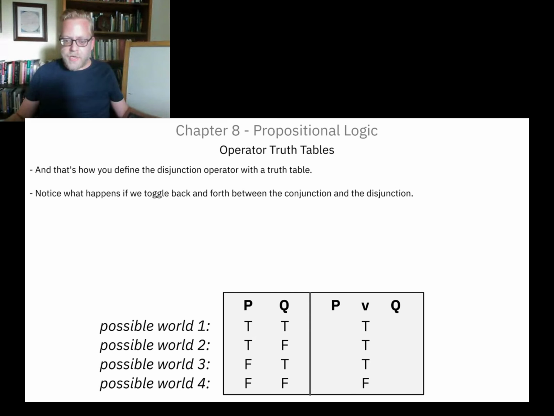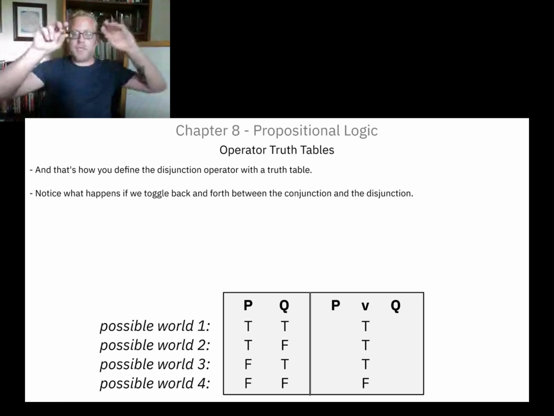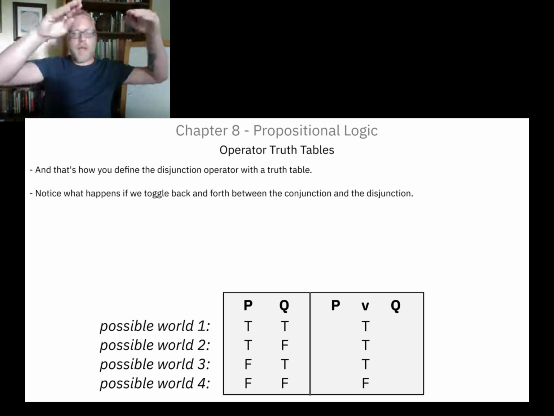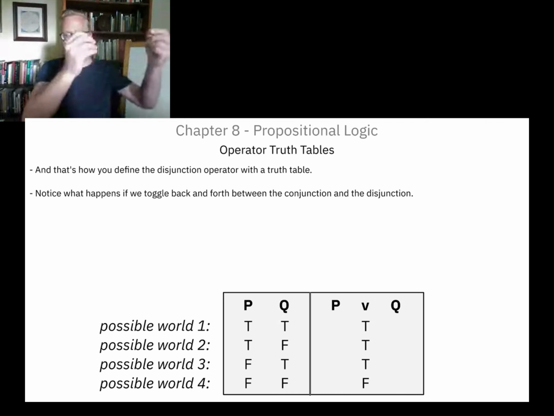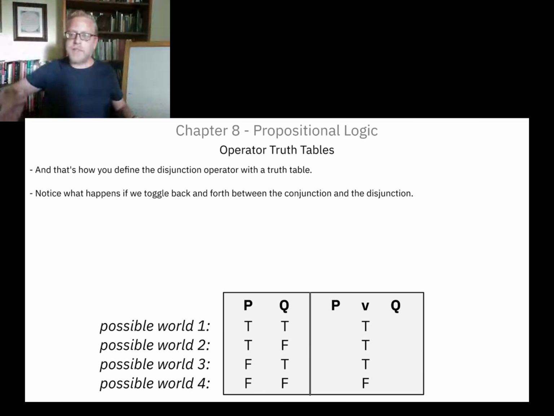And just check, look at what changes and what doesn't change. On the one side where it just says P and Q, we have all the possible worlds mapped out. That doesn't change. Those are just the possibilities for P and Q. They can both be true, they can both be false, they can take turns. But on the other side, underneath that operator, see what changes? When I change it to an and, then everything underneath it changes.